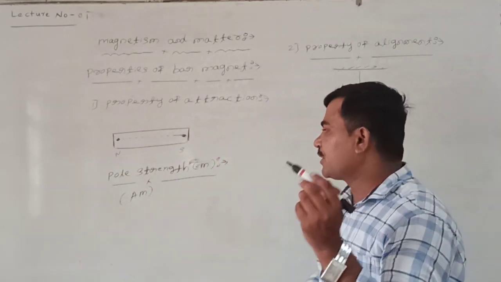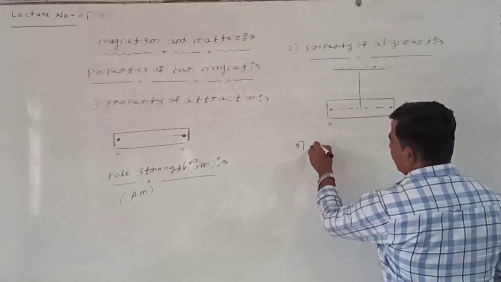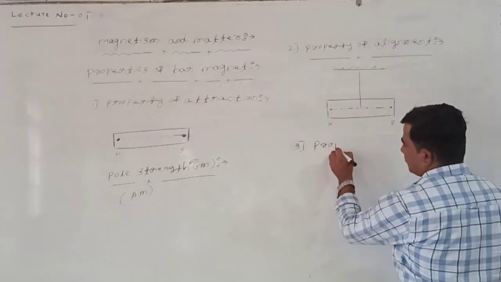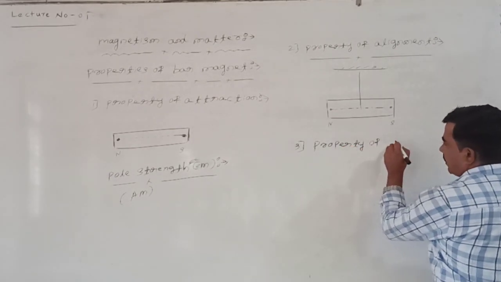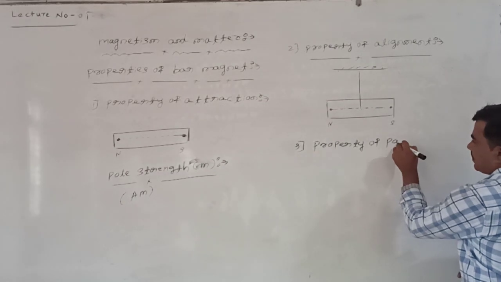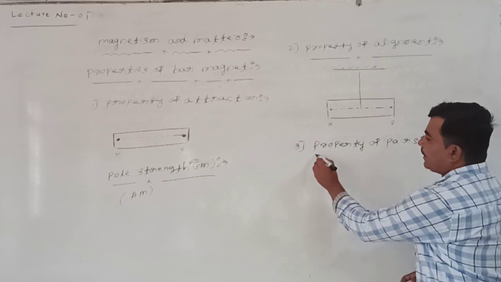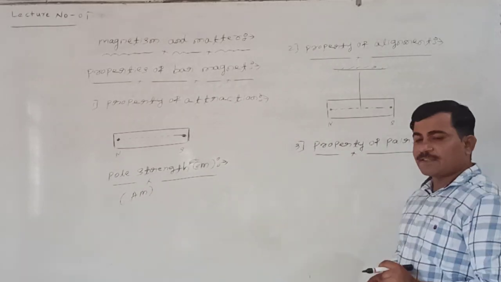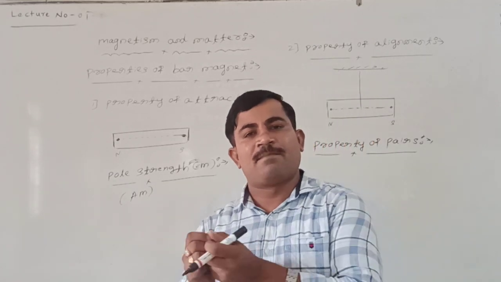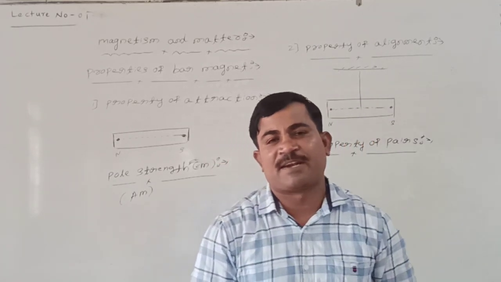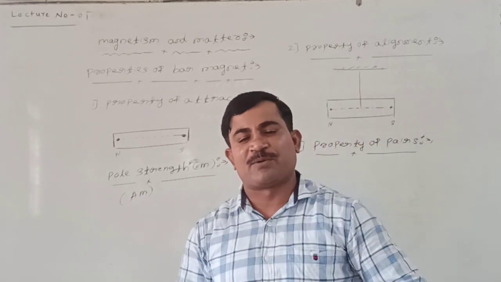Right. Now, the third property is the property of pairs. See here. The property of pairs means that each magnet, either a bar magnet, a U-shaped magnet, a magnetic needle, or a natural magnet, consists of a north pole and a south pole.